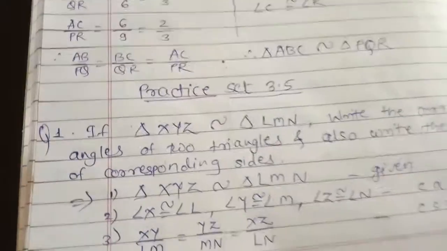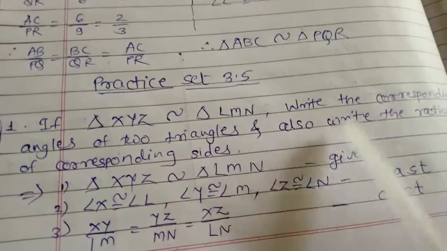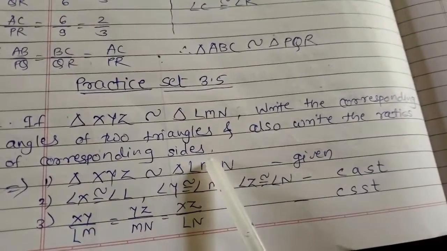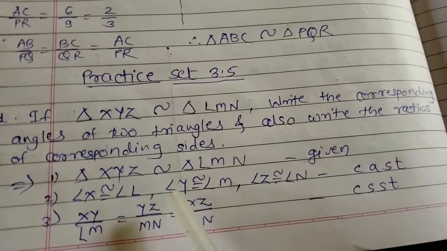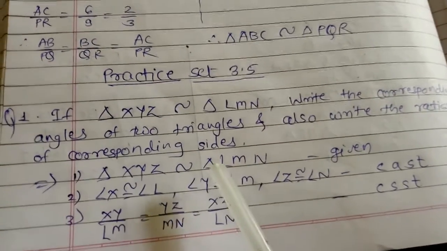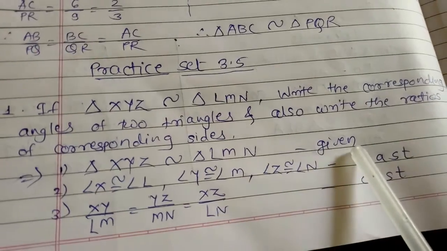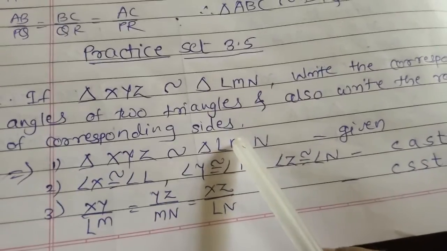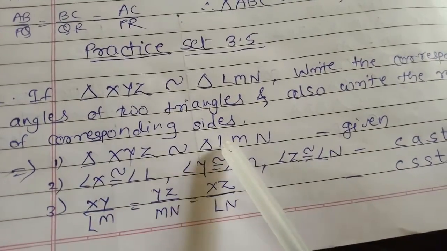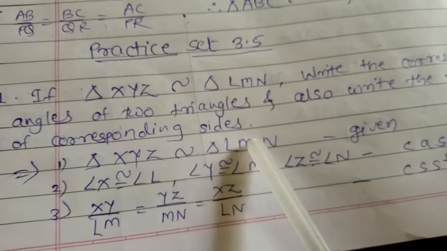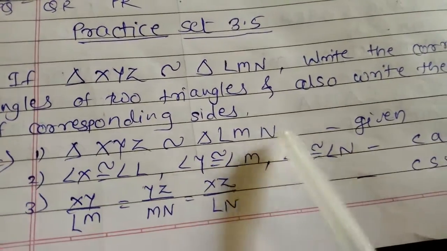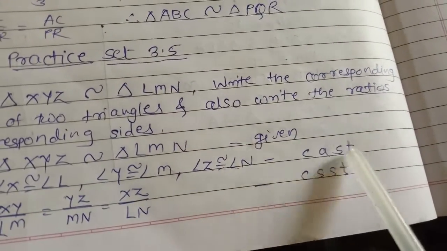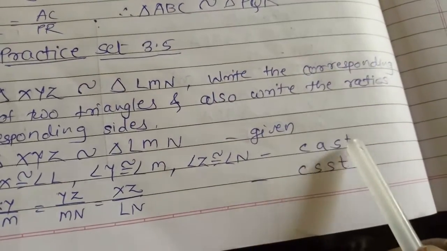So question number 1: if triangle XYZ is similar to triangle LMN, write the corresponding angles of the two triangles and also write the ratios of corresponding sides. Here we are given the two similar triangles, that is triangle XYZ is similar with triangle LMN. So if the two triangles are similar, their sides are in proportion and their angles are congruent. So here angle X is congruent with angle L, angle Y is congruent with angle M, and angle Z is congruent with angle N. So what is the long form of this one? That is CAST, that is corresponding angles of similar triangles.